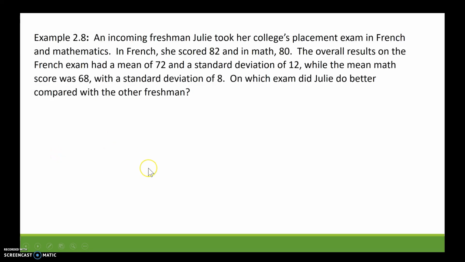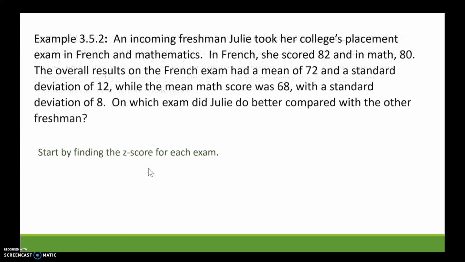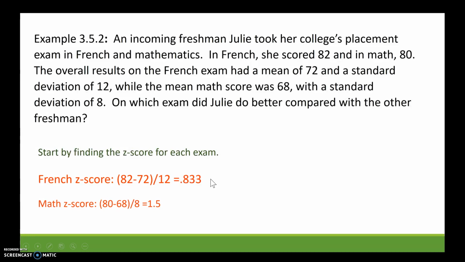Well, we can use a z-score to help us answer this. So what we're going to do is find a z-score for each of the exams. For the French, she scored an 82. We subtract off the mean of 72 and divide by the standard deviation of 12 to find 0.833. For the math test, the z-score, we take her score minus the average divided by the standard deviation, is 1.5.